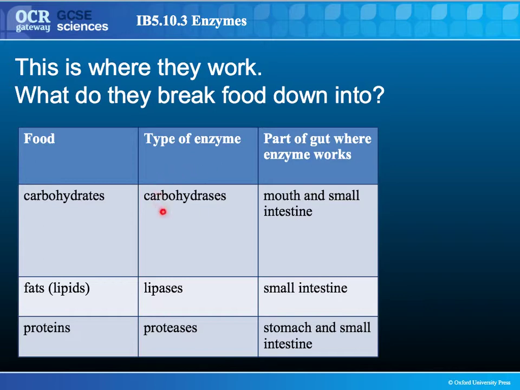Well, carbohydrases will break down carbohydrates in the mouth, so in saliva, and in the small intestine after being released from the stomach. Lipases work entirely in the small intestine, and they will work alongside the action of bile, which we'll talk about shortly. And proteases are found both in the stomach, along with the stomach acid, and also in the small intestine. So as you can see, all three are found in the small intestine.